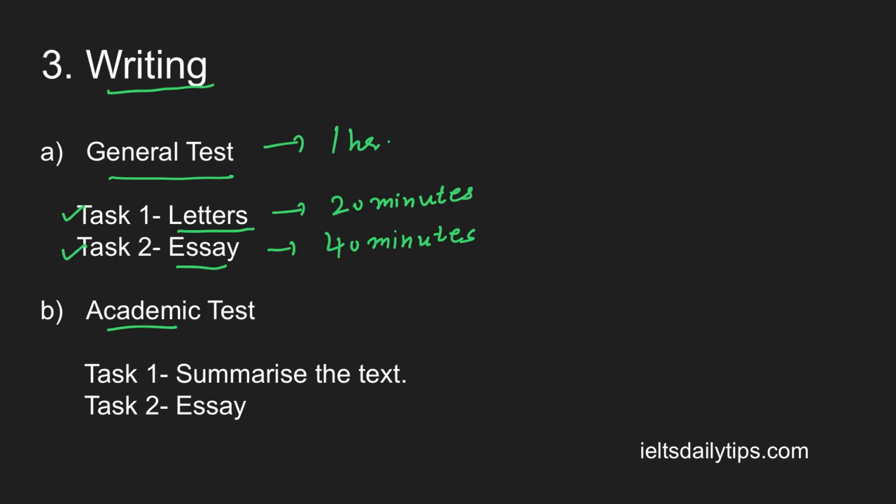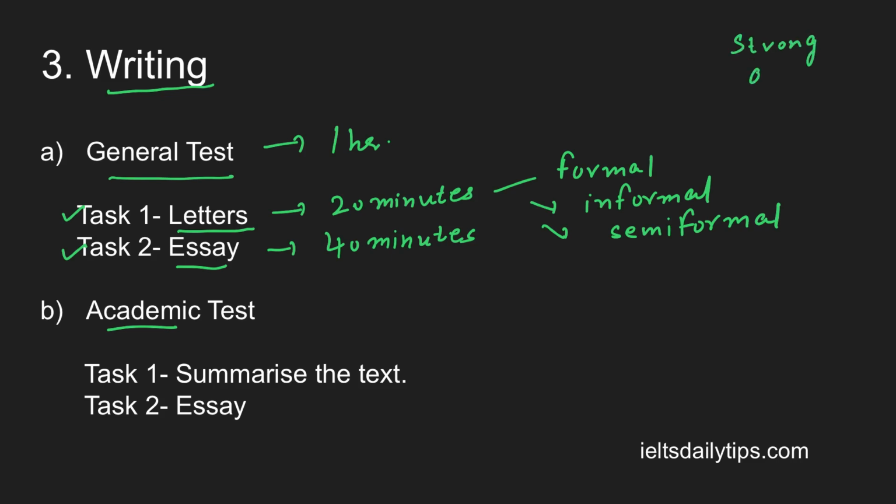Now, in the letter section, you can get three types of letter: formal, informal, or semi-formal. And essay, in case of essay, you can get different types of essays. Like, for example, you can get a strong opinion essay, then a balanced opinion essay, and problem solution one, or advantage disadvantage type essay.